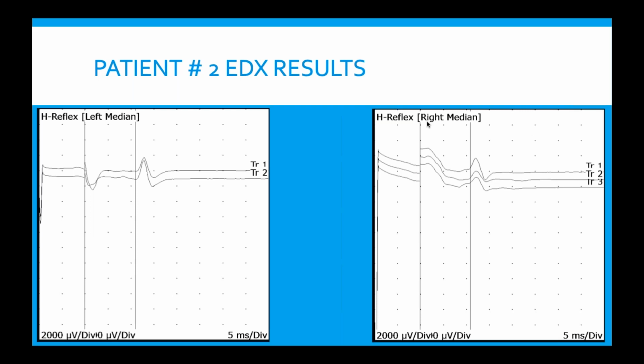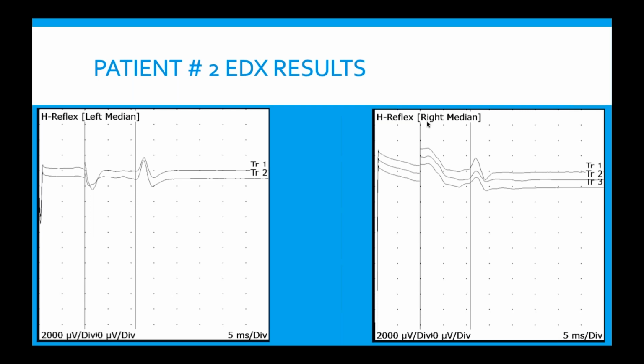You can see on trace number 3 on the right side that there is a little uptick in the waveform, but the one that I chose to mark the latency at was the one where the baseline was consistently leaving from. That had a consistent takeoff of that response at that location. So that's where I placed the late response latency marker for the H-reflex on the right.